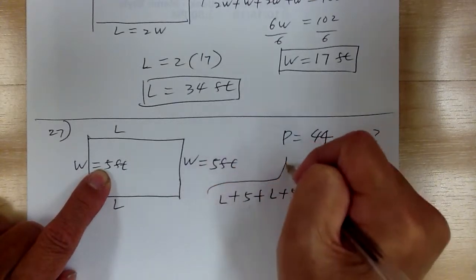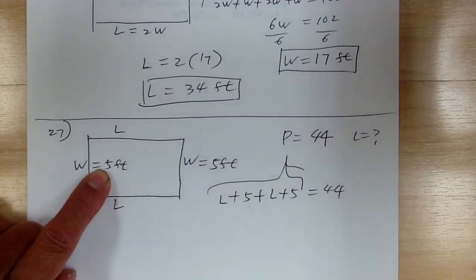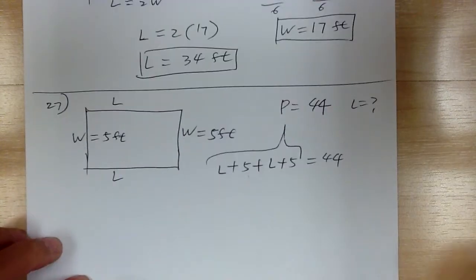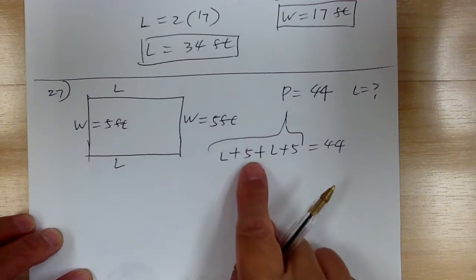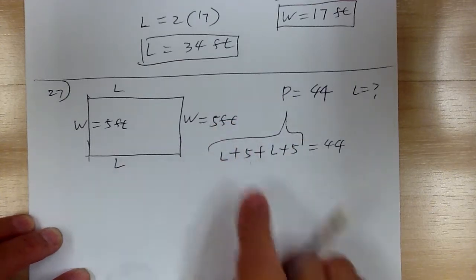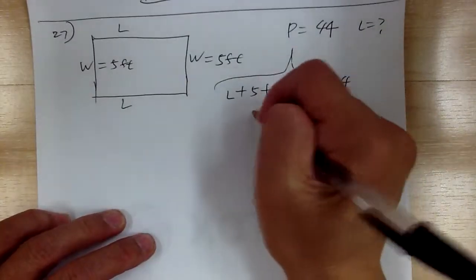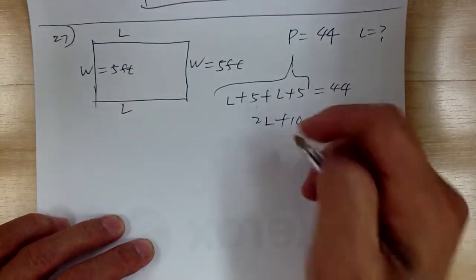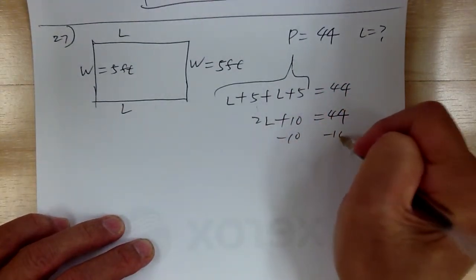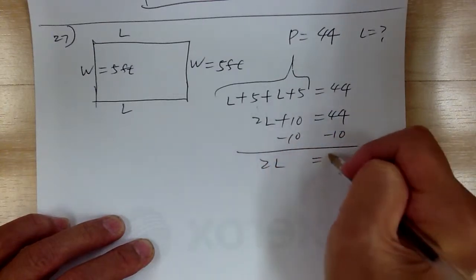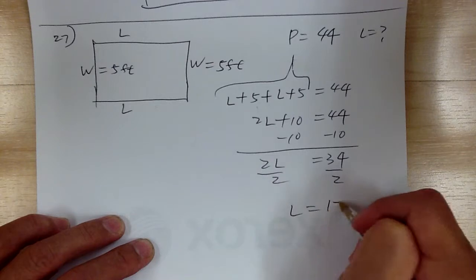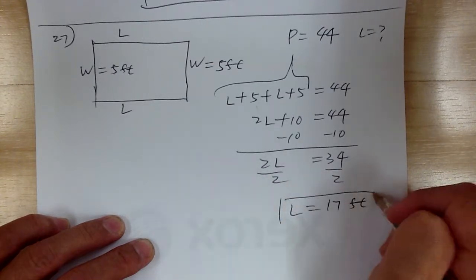So again, this whole thing over here, that is your perimeter. Right? Again, perimeter means adding all four sides. So if you have a number, you put in a number. If you don't have a number, you use a variable. So you got 2L plus 10 equal to 44. Minus 10 on both sides. So you got 2L equal to 34. Divide by 2, divide by 2. So L equal to 17 feet.